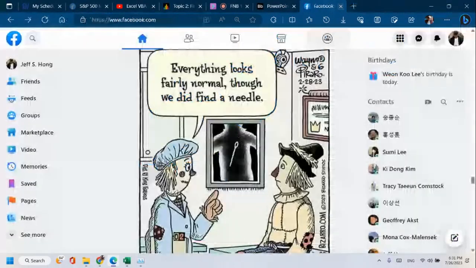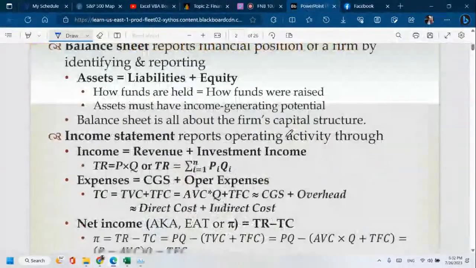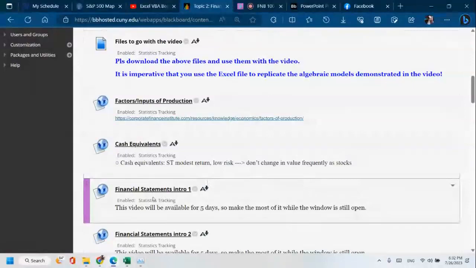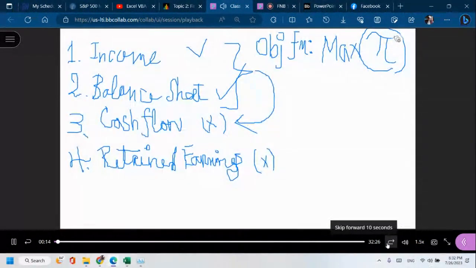All right, so I'm going to come back to this later. Let's go to the second one. Second lecture on the financial statements.